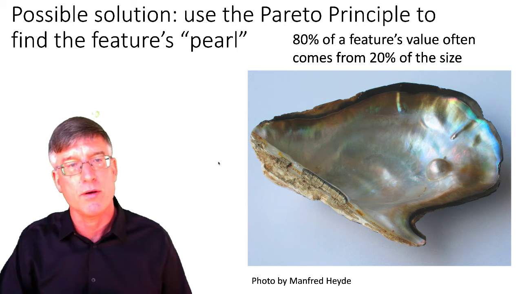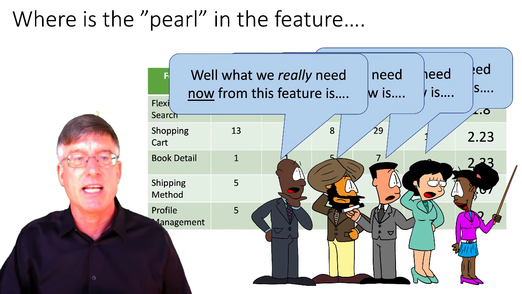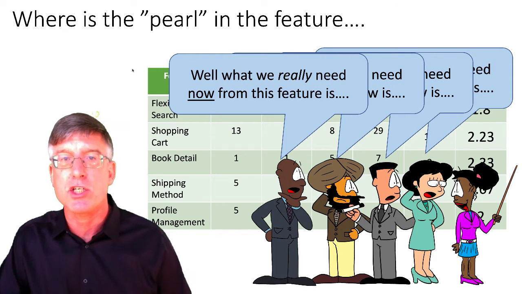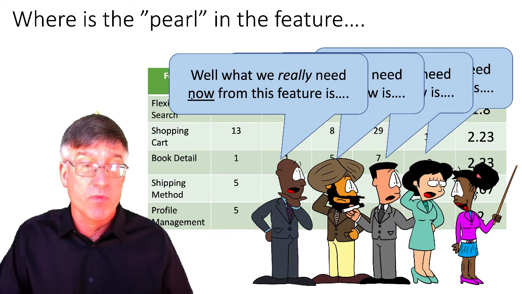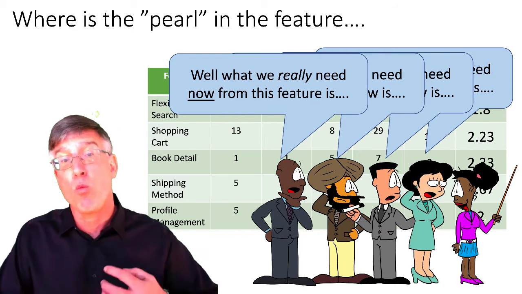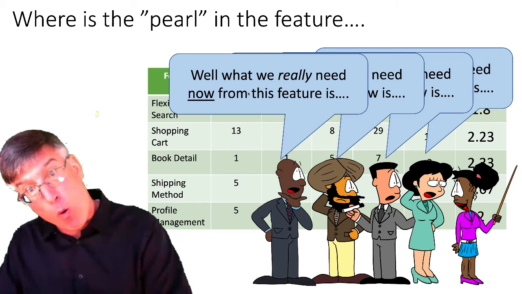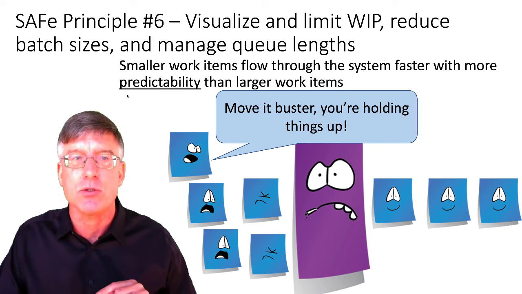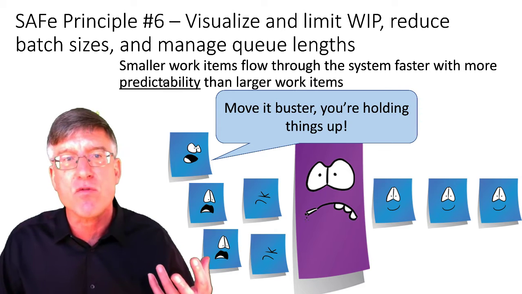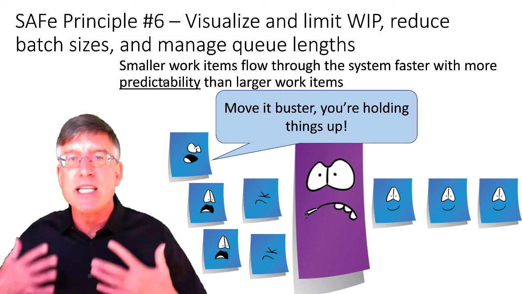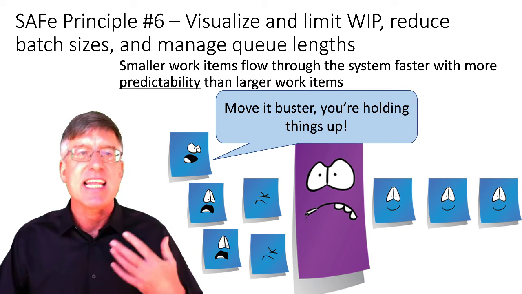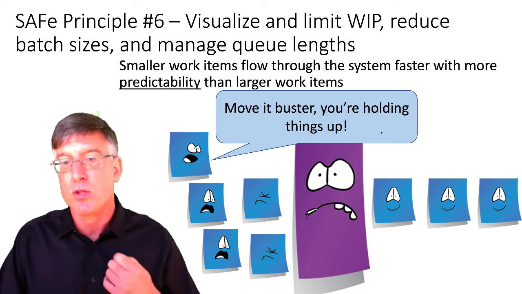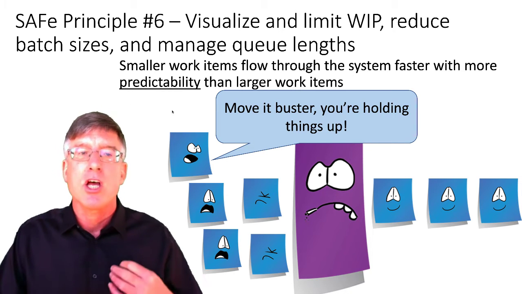What's the real pearl out there? Ask the question, where's the pearl? And you often get responses like, well, what I really need now is this, right? And all of a sudden that can shrink the size of the feature, because here's the problem with really large features: they plug up the flow, right?